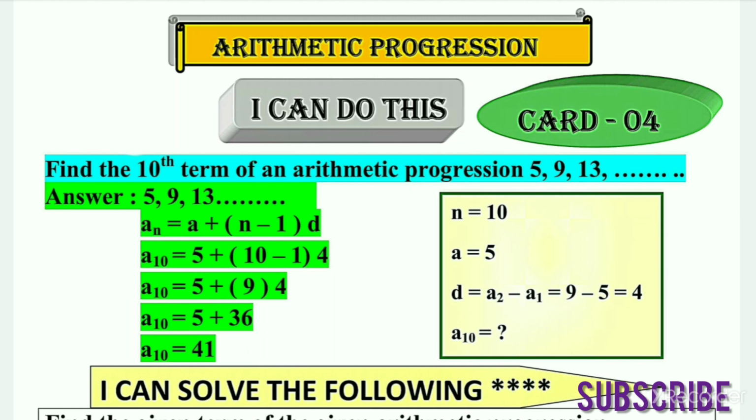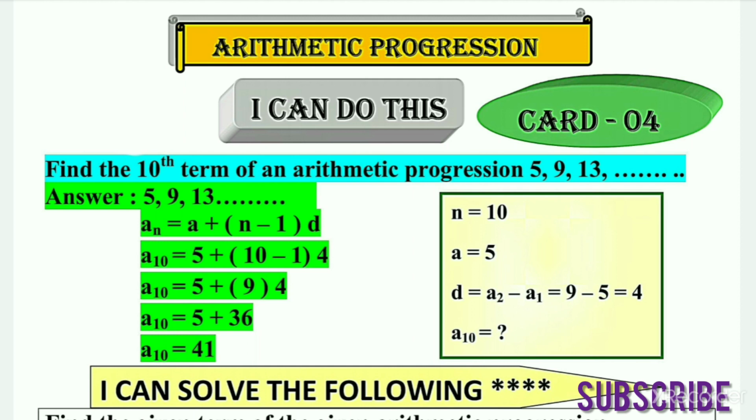We learned how to use the SN formula. Now we are going to learn how to utilize the AN formula. In the first question, find the 10th term of the arithmetic progression 5, 9, 13. In that we want to find the A value and D value, which we always know how to solve. So the first number A is equal to 5, and the D value, you know, 9 minus 5 is equal to 4.